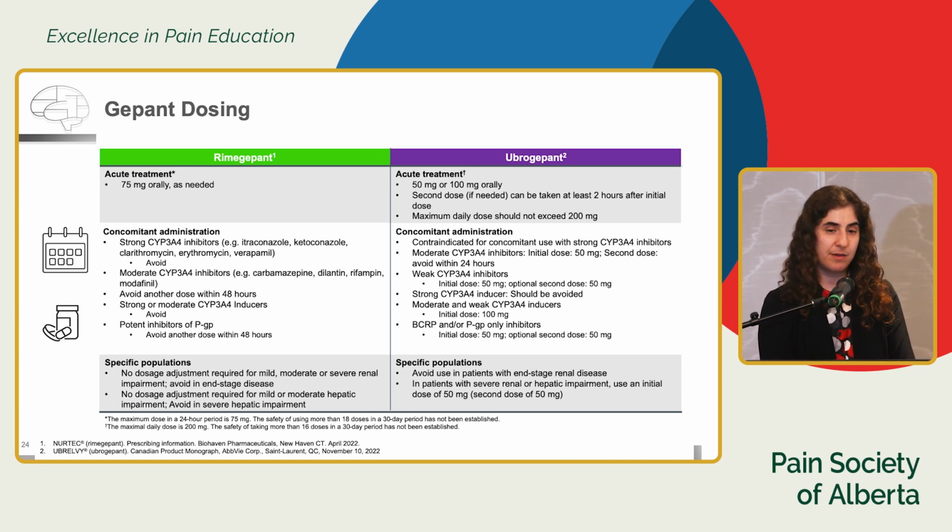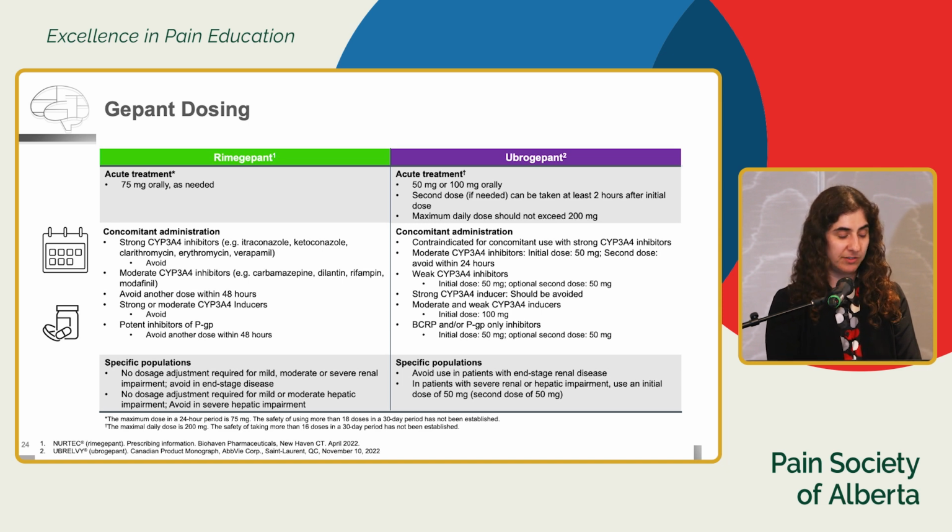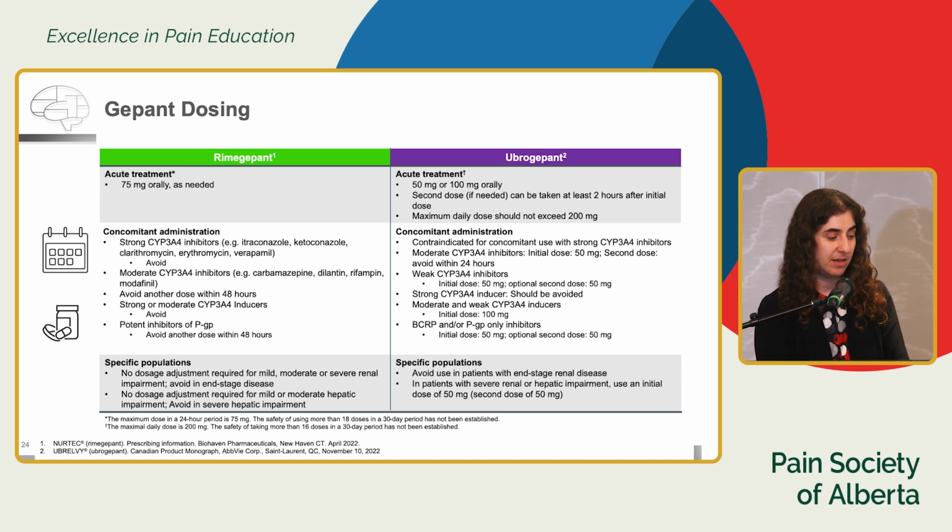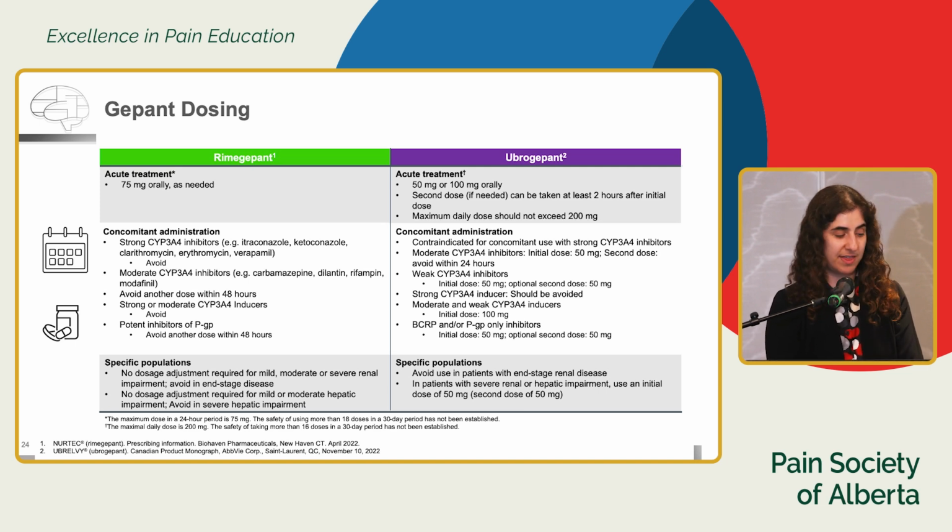I think the important thing with these gepants to keep in mind, though, is that strong CYP3A4 inhibitors, so these are medications like itraconazole or ketoconazole, some of the antibiotics like clarithromycin or erythromycin, certain calcium channel blockers like verapamil, there is an association with that, so we have to avoid the medication, for example, rimegepant, as well as generally we would avoid ubrogepant within 24 hours with those medications. And then if they're moderate or weaker inhibitors of this system, then using the lowest possible dose and limiting it to 1 dose a day is important. So just something to keep in mind.